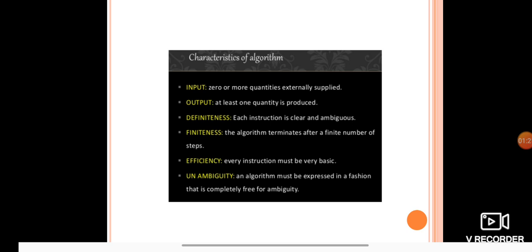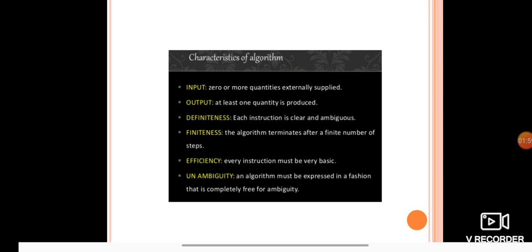There are some characteristics of algorithms. First is input. There are zero or more quantities which are externally supplied. Second is output, at least one quantity is produced. And third is definiteness, each instruction must be clear and unambiguous.